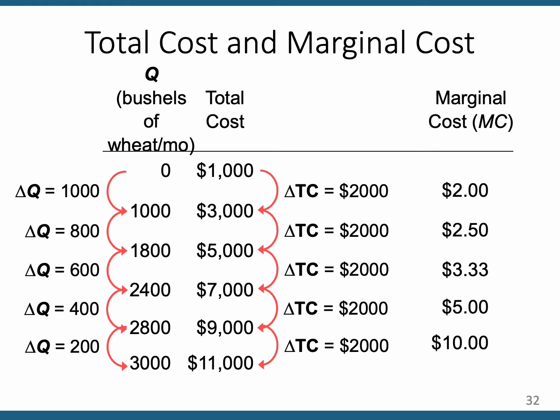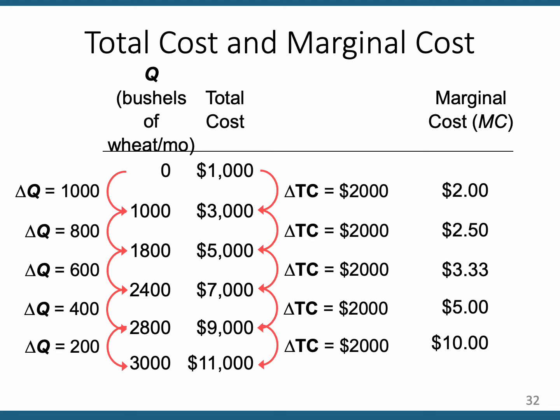All right? And it's the change in total cost in the numerator, the change in quantity in the denominator. So when you go from 1,000 bushels of wheat per month to 1,800 bushels of wheat per month, total cost goes up by 2,000, quantity goes up by 800. So 2,000 divided by 800 equals $2.50. Marginal cost is $2.50 when you increase from 1,000 to 1,800. So the marginal cost of those bushels per month you're adding is $2.50 each.